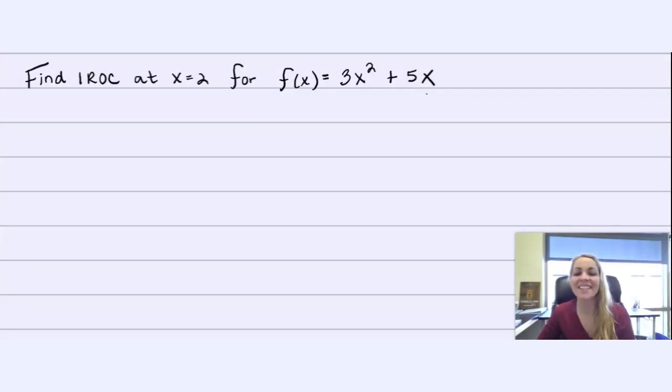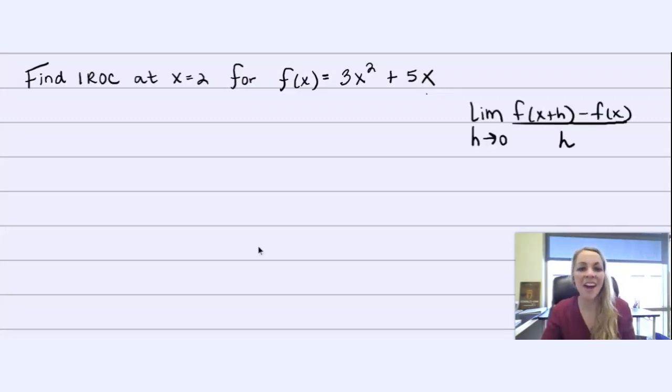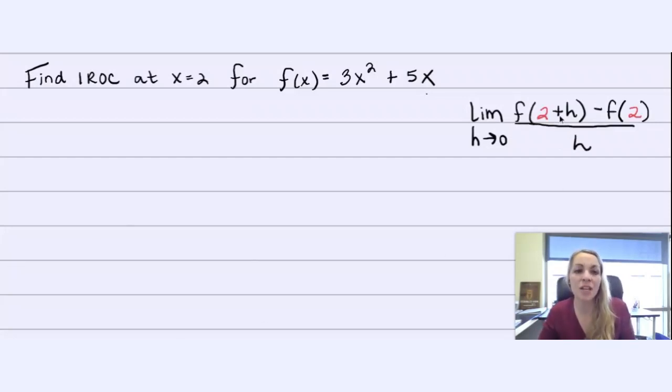Let's find the instantaneous rate of change at 2 for this given function. Let's first recall the IROC formula. Our x value for this problem is 2, so the 2 is going to replace the x for this. So let's do that real quick. Now let's plug this 2 plus h and 2 into the given function.